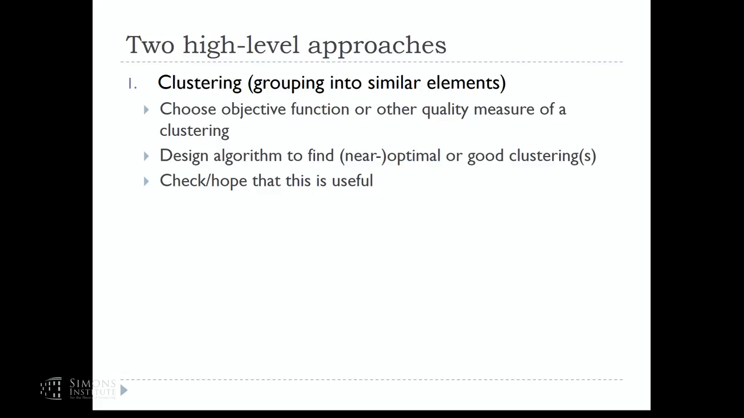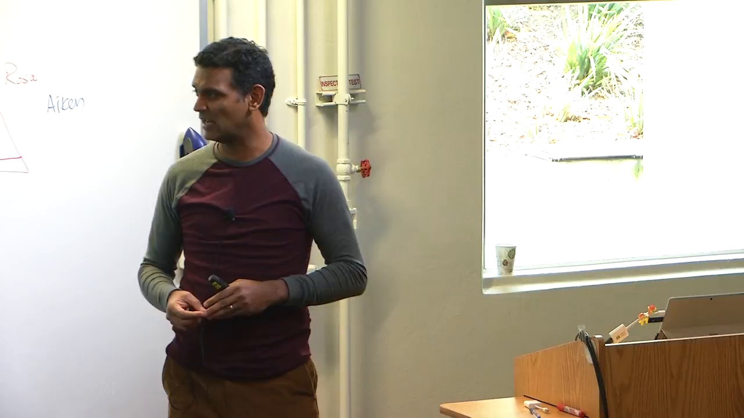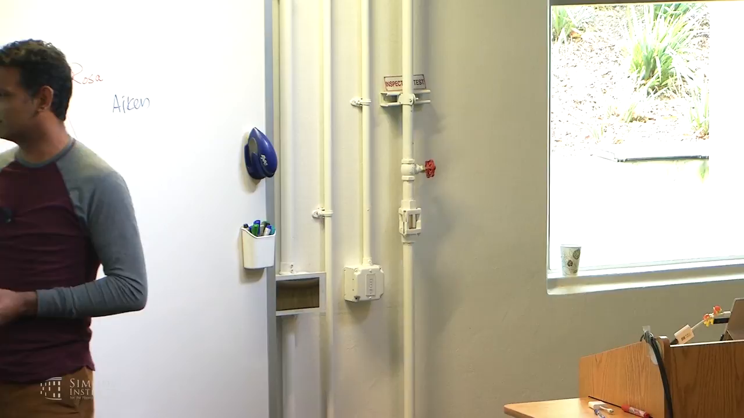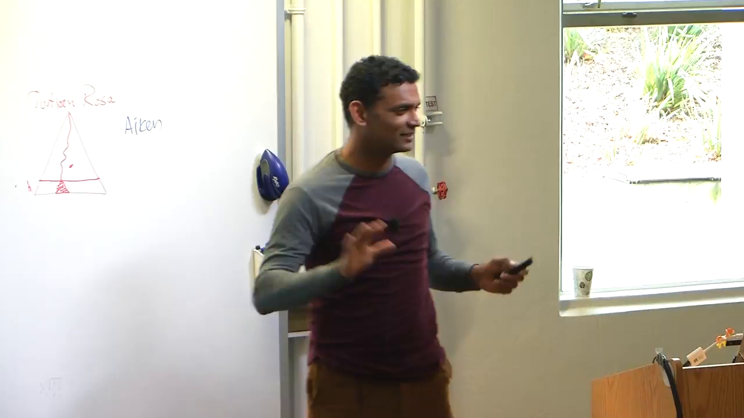And the other approach is model fitting, where you hypothesize a model for the data. Could be deterministic or probabilistic, the latter are more common. And then the goal of the algorithm is to estimate parameters of this model. And then if the parameters you come up with are much less likely than those of a random model in this class you're considering, then maybe it's something interesting. So that's the second approach. These are the two high-level approaches.